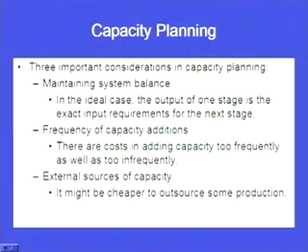Now the third consideration in capacity planning is the external sources of capacity. That is, it might be cheaper to outsource some production. So always we have to make a decision whether to make or to buy, whether to do it ourselves or to get it done by some other sources or to outsource it to some other players. So that kind of decision also has to be taken into account. So we have to take into account the outsourcing aspect also.